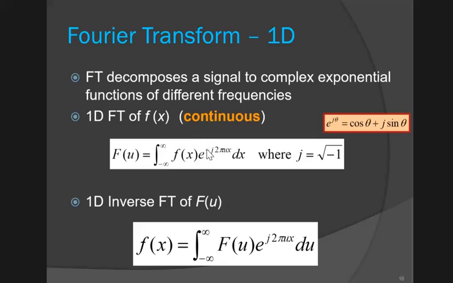You just have to change the sign of this exponent. So here we have e raised to the power j 2 pi ux, dx du. So this is integration with respect to u.